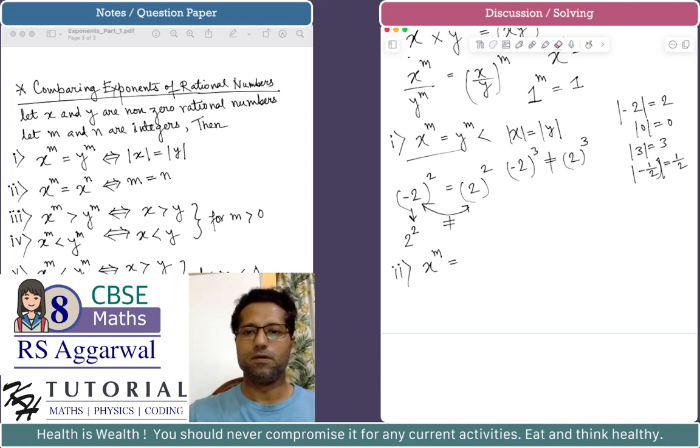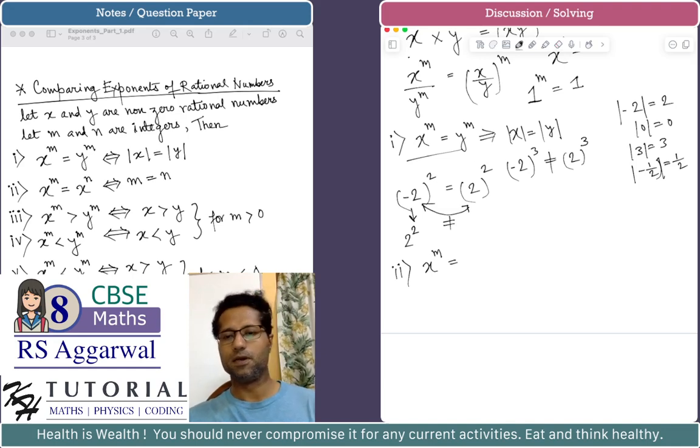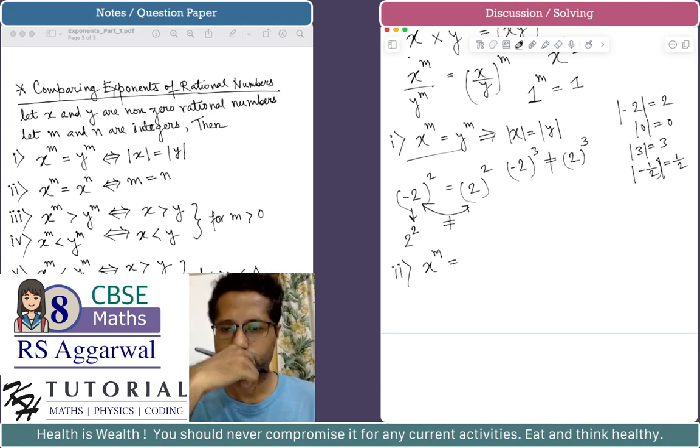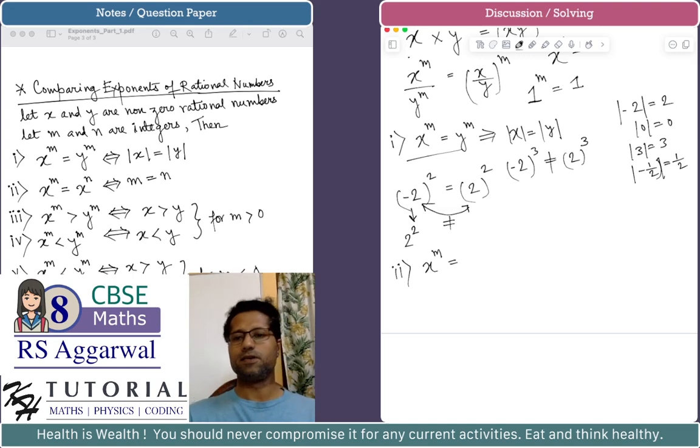Actually, this will not be double implication, because if mod x is equal to mod y, we can consider x as minus 2 and y as 2, and if m is odd, then it will not work, because minus 2 raised to the power 3 is minus 8 and 2 to the power 3 is 8. So it is single implication.